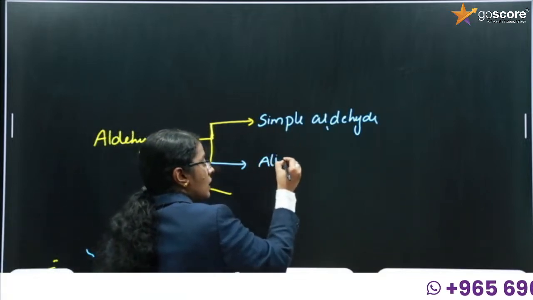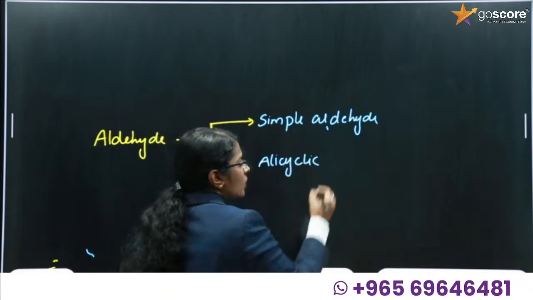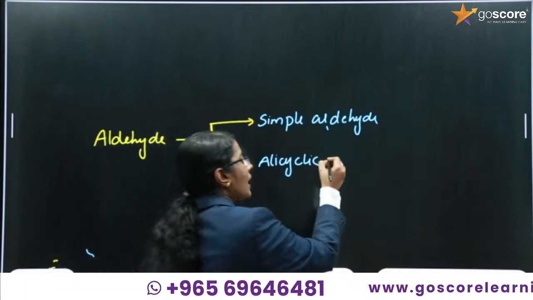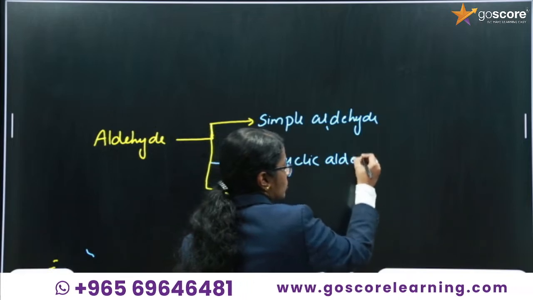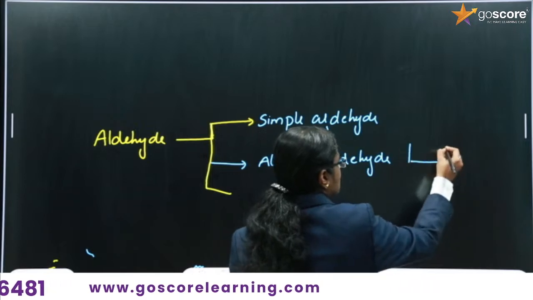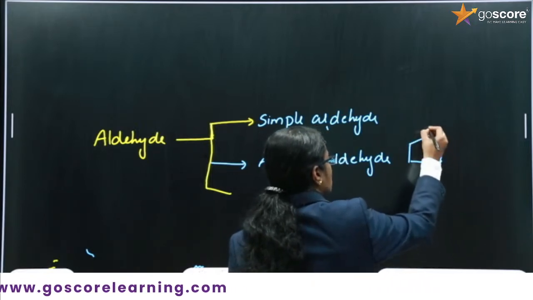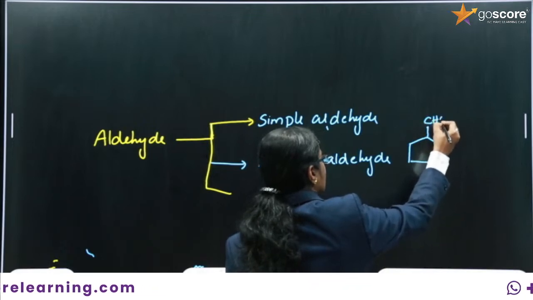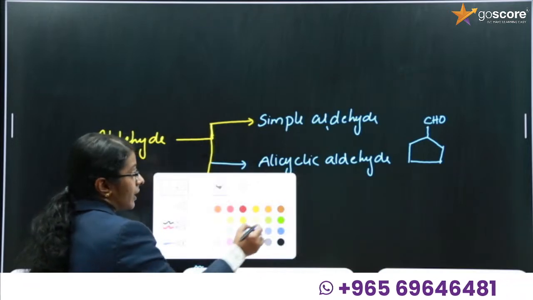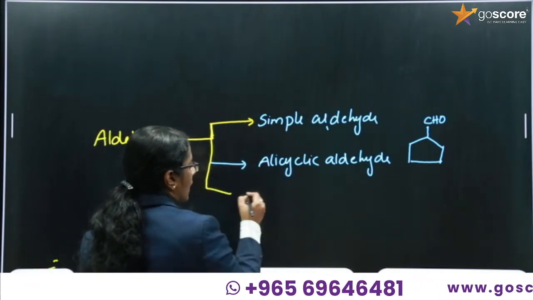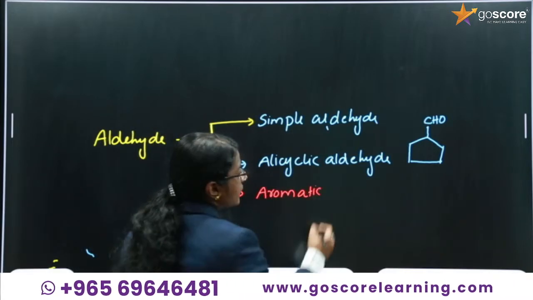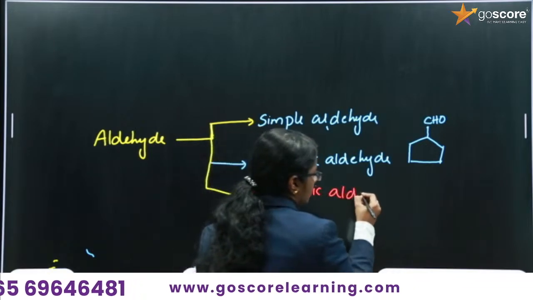The next one is alicyclic aldehyde. What do you mean by alicyclic aldehyde? A ring compound is called alicyclic aldehyde. This type of compound is called alicyclic aldehyde. And the third one is aromatic aldehyde.